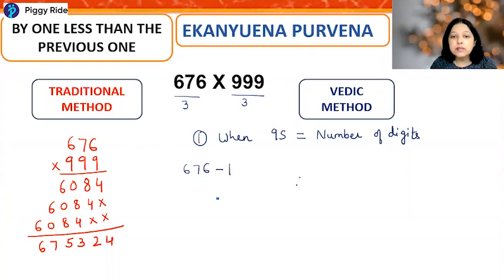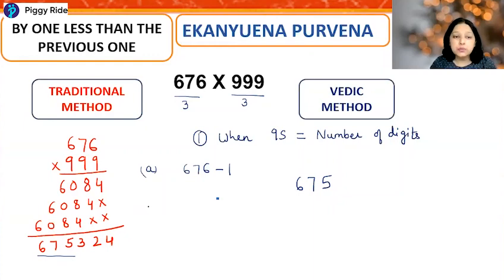So it will be 675. Okay, first step, what I have done, step A: whatever number is given to you, you subtract 1 from that number and write the answer, and this answer is our first part. Now you can see we have got the first part of our answer.